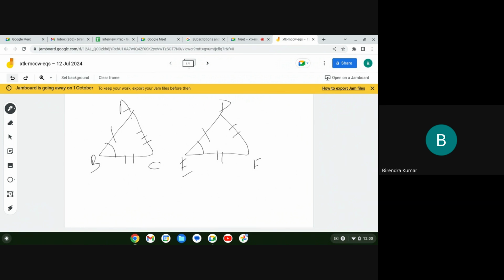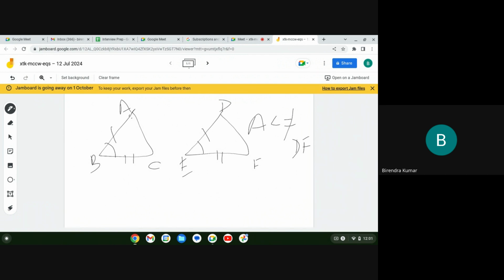So if the two sides and the angle are matching, then it will be congruent, right? So our objective is to show that the third sides are also matching. Let's assume that they are not the same, meaning we are assuming that AC is not equal to DF. And we will say that AC is not equal to DF.